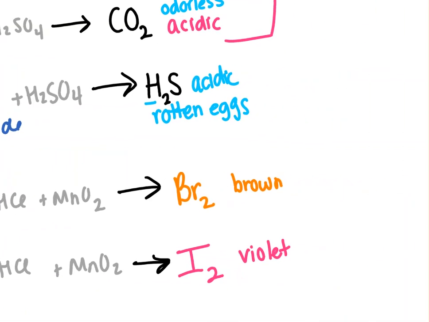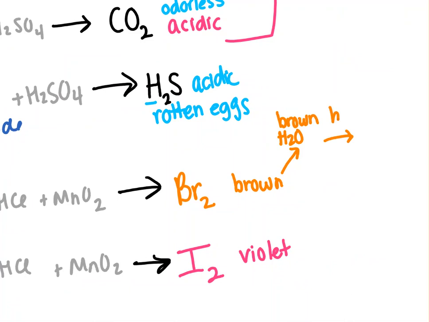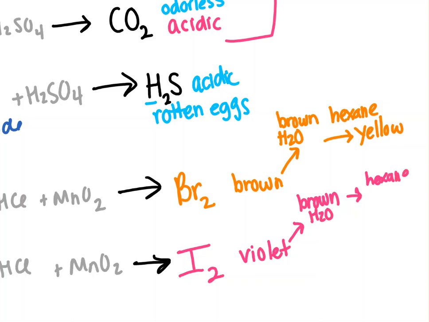And let me move this over. When it's put in, let's see, if this is in water, if it's dissolved in water, it's still brown. If it's dissolved in hexane, it's yellow. The iodine, it's brown in water, but if you put it in hexane, that's the hexane we added and we got that different color on top, it's violet again. It's really pretty.